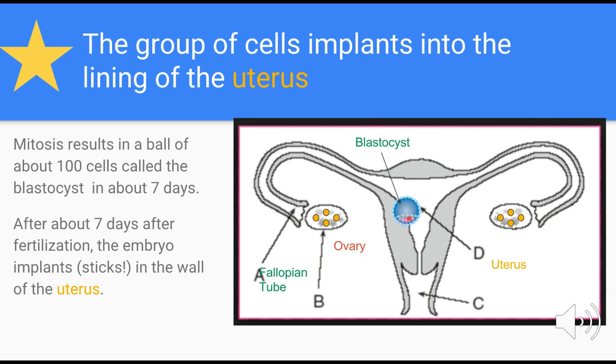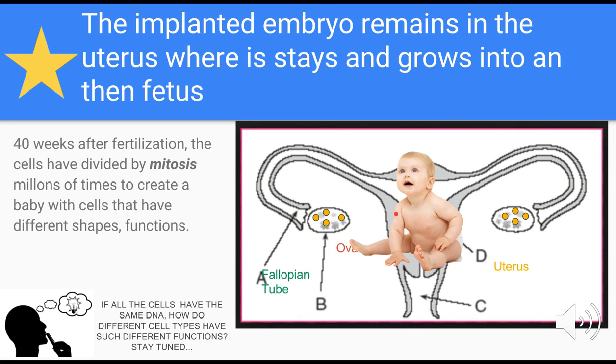There's a few layers of cells in here that are starting to form, and then there's a single layer of cells around this. It's about 100 cells, and at about 7 days after fertilization, it finds a little cozy place to stick into the uterus, and this is where it will remain. The job of the uterus is to support the development of the embryo. That's where the embryo will grow into a fetus.